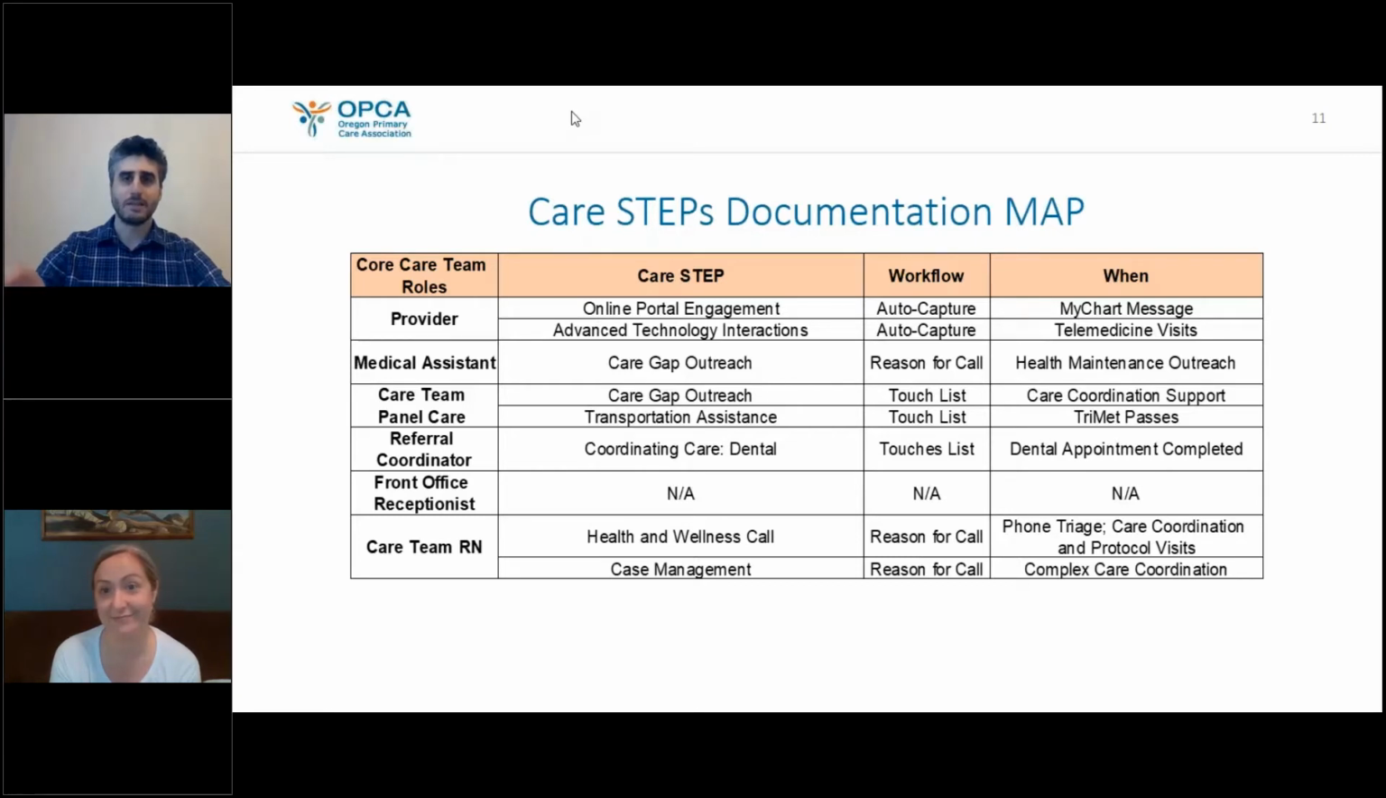I'm not going to go over the workflow column. I take this as a suggestion for you to consider when building your own documentation map. So at Virginia Garcia, we decided to focus on these workflow options for these care steps. And I also wanted to be a little more prescriptive as to when that care step could happen, just so the care team member isn't so befuddled and confused about what to document and when.